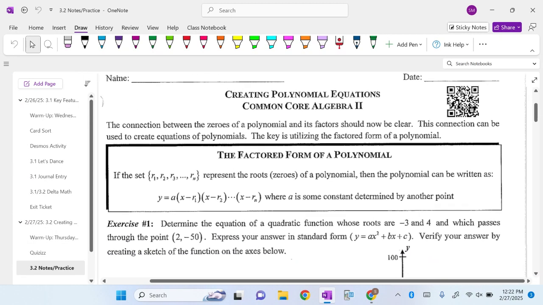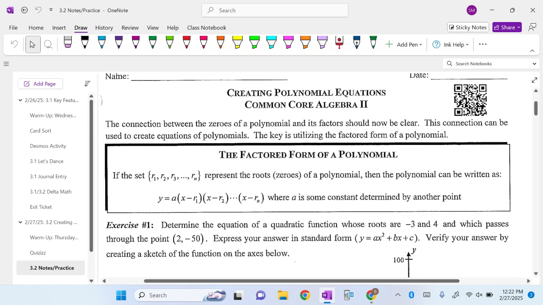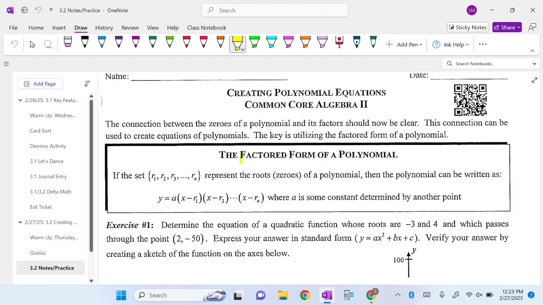All right. So yesterday in our journal entry, the 3.1 journal entry, we talked about two different forms. One of them was standard form. The other was factored form. When you're dealing with writing functions from graphs, the easiest form to use is factored form. Why do you think factored form would be the easiest to use if we're looking at a graph?